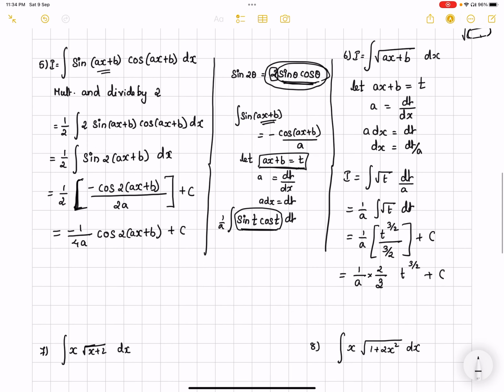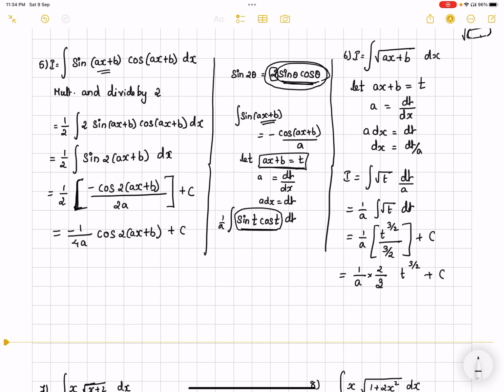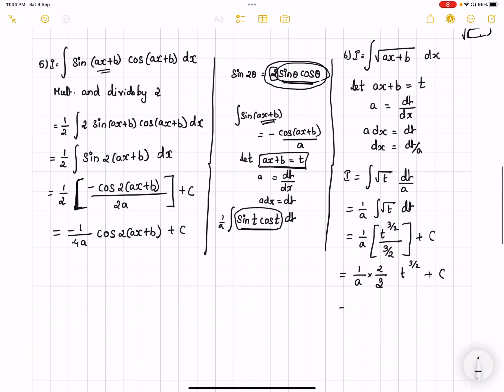So now what exactly is our t? Let's replace it back. So here I would be having 2 by 3a. T is nothing but ax plus b whole to the power 3 by 2 plus c. That's it.